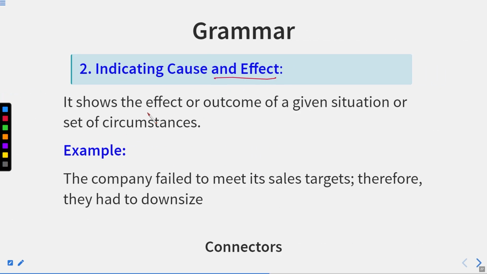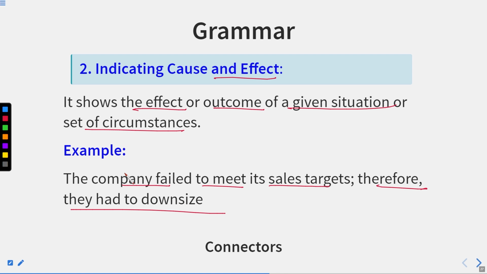Indicating cause and effect. It shows the effect or the outcome of the given situation or the set of circumstances. The company failed to meet its sales targets, therefore, they had to downsize. It means they had to reduce their number of employees or the staff. So the company failed to meet its sales targets.